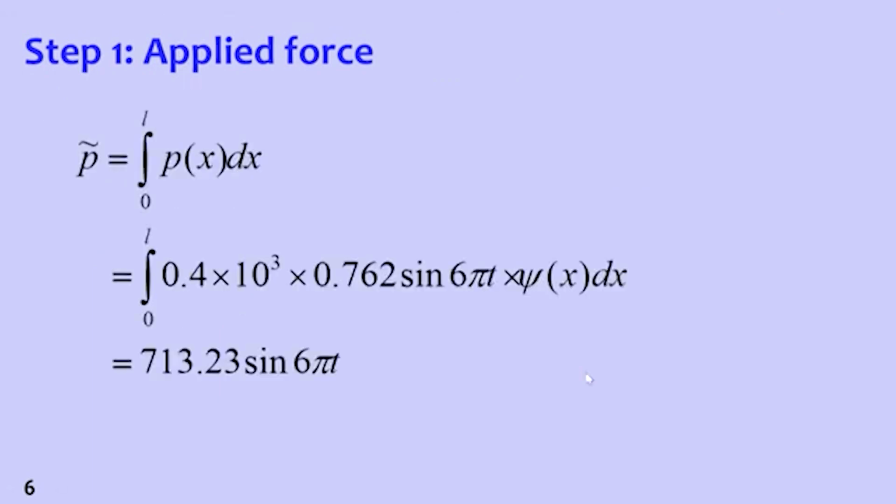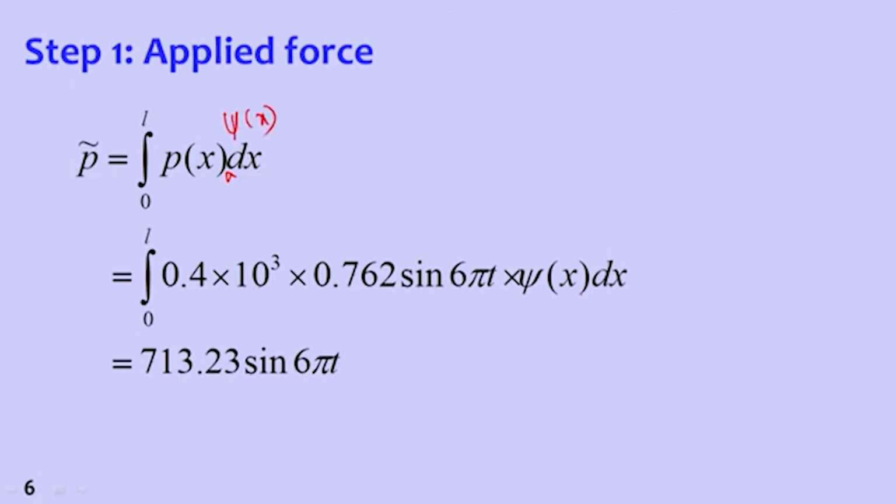So now step 1, let us first find out the applied force. We already know that the generalized applied force is the integral from 0 to L of Px dx. This is the generalized applied force. The value is 0.4 kilonewton per meter cube, given. So I am using 0.4 into 10 to the power of 3 into 0.762 sine 6 pi t into psi x. Okay, so in this one there is a psi x term also.